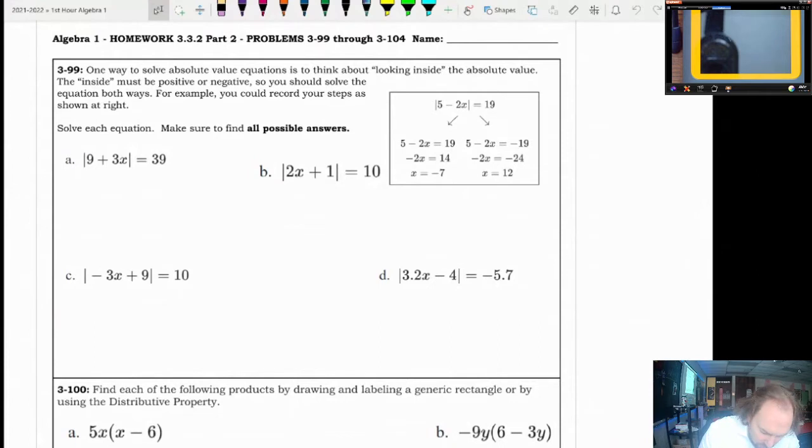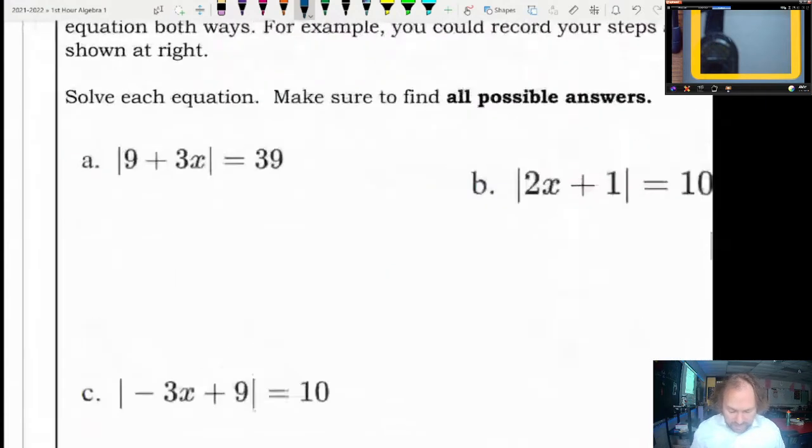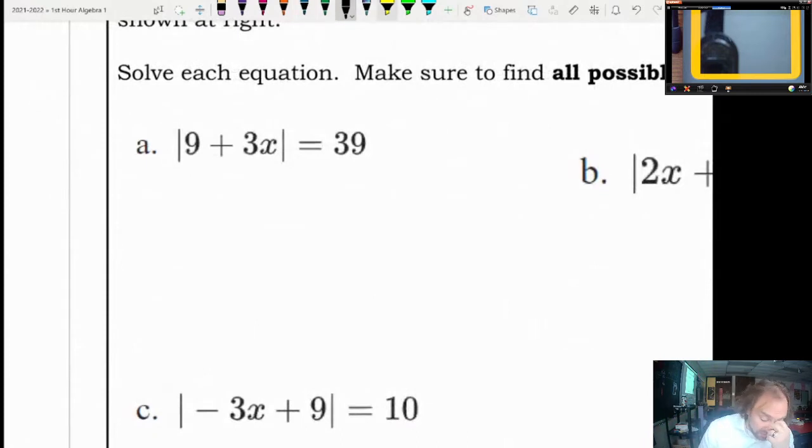Today we're looking at 3.3.2 Part 2, problems 99 through 104, starting off with a bunch of absolute value problems. So let's get into it. Again, these problems are not difficult to do once you realize the pattern.